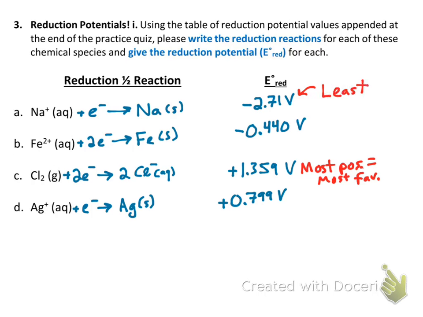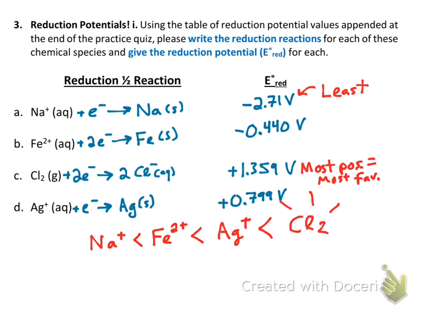So when ranking these, we'll end up getting the order that sodium plus is the worst. After that, iron 2 plus. After that, we have silver. And then finally, the one that's most readily reduced, therefore the best oxidizing agent, is chlorine. And that's how we can rank them.